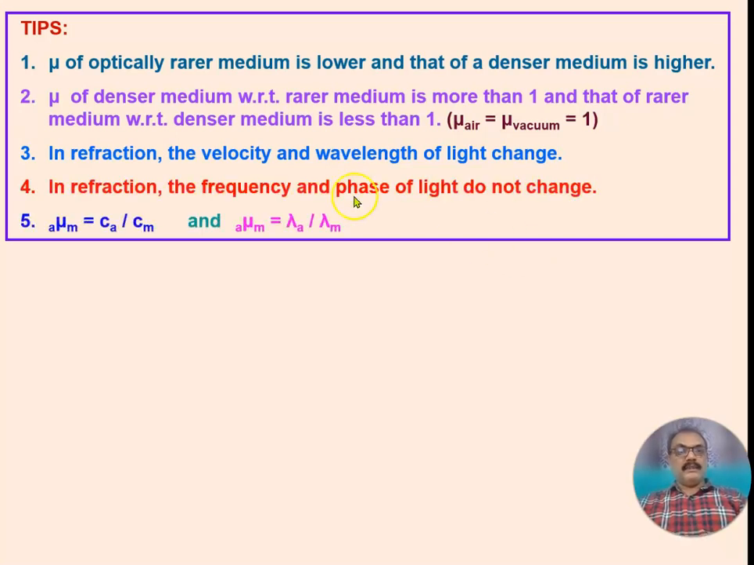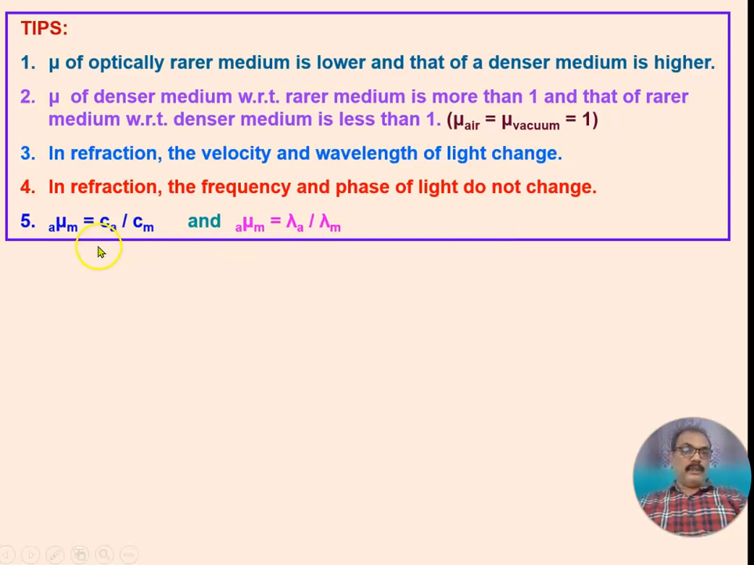Next one is frequency and phase. Frequency, the number of vibrations, in air and glass remains the same, and phase is also the same. There is no change in the physical vibrations of light.